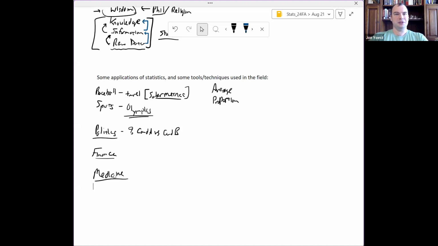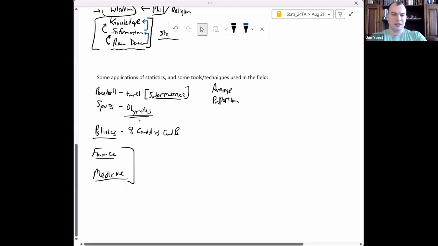Yeah, I mean, medicine uses a ton of statistics. I would argue probably, I don't know. I'm a little bit biased because my background's in finance and my wife's background's in medicine, but in my mind, finance and medicine are the two areas where probably the most stats is used. I mean, all these other areas are certainly areas where stats is used a lot. Any other thoughts on some areas where statistics is used a lot?